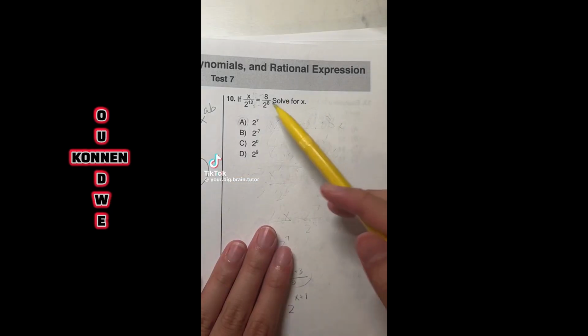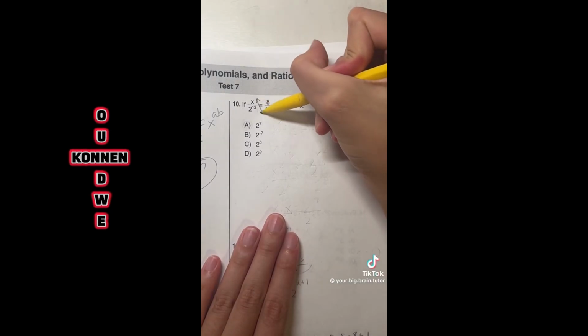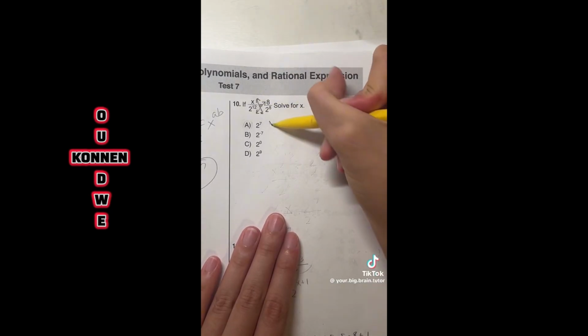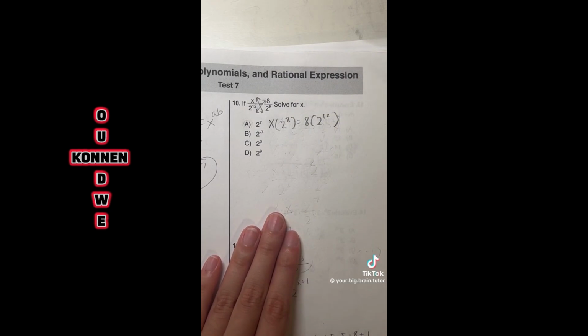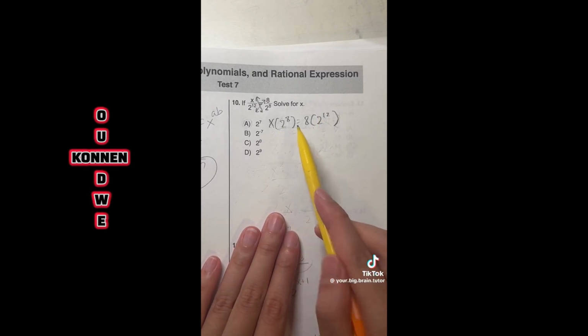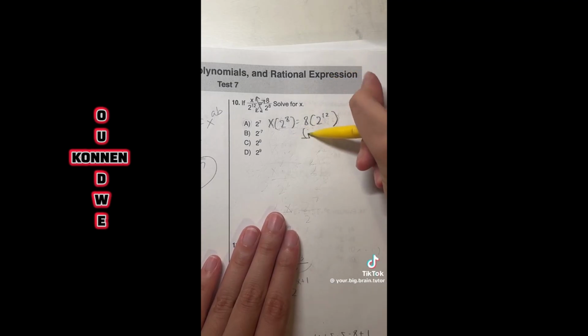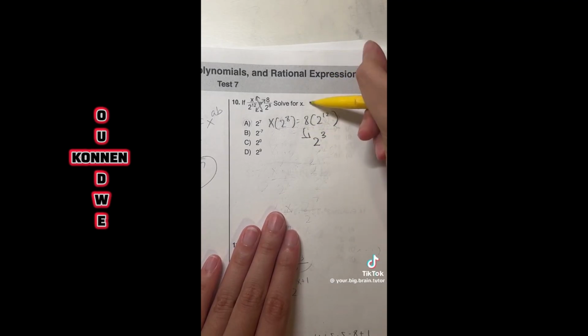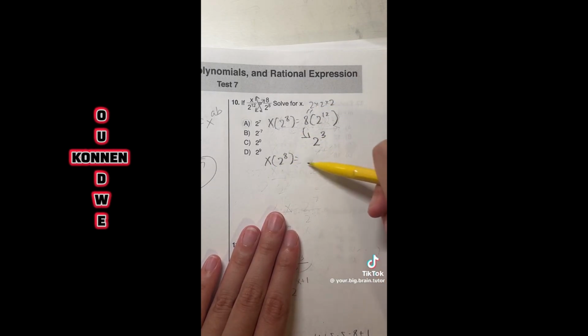If x over 2 to the 12th is equal to 8 over 2 to the 8th, solve for x. We have a proportion, so what I'm going to do is cross multiply. That's going to give us x times 2 to the 8th power is equal to 8 times 2 to the 12th power. And whenever you work with powers, you want to try to get the bases to be the same, which is the case for 2 to the 8th power and 2 to the 12th power, but not for 8. So we could actually rewrite 8 as 2 cubed because 2 times 2 times 2 is equal to 8. So let's rewrite our equation. It's going to be x times 2 to the 8th power is equal to 2 to the 3rd power times 2 to the 12th power.